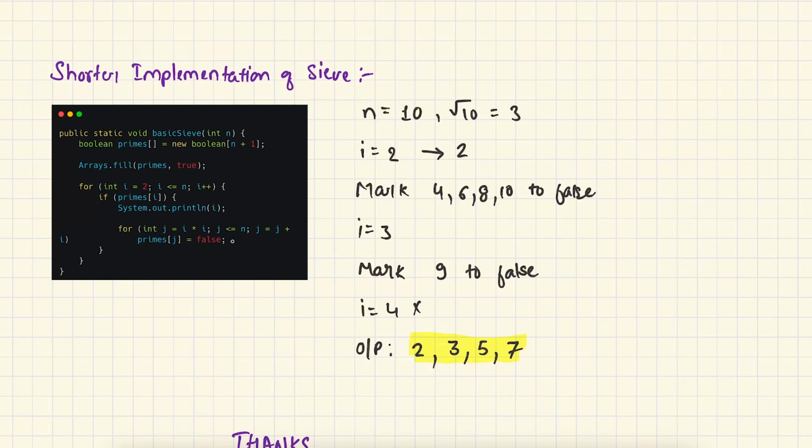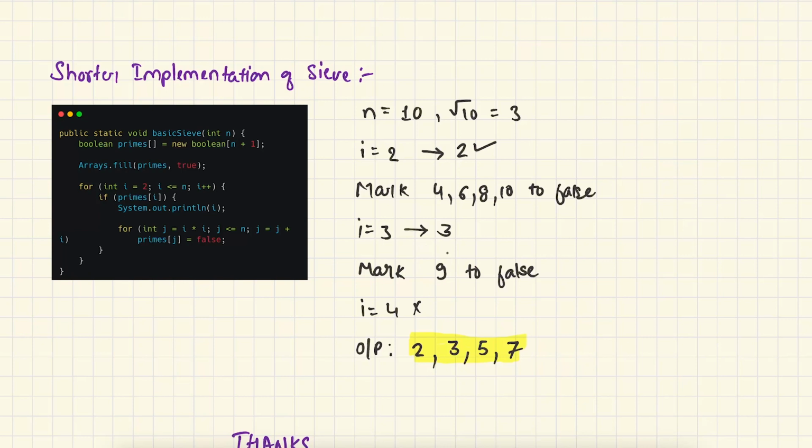So let's see the working of this code with an example. So let's say if n is 10, the square root of 10 is 3, right? So in the first iteration our i is 2, correct? So first of all it gets printed on the screen. Then we mark all the multiples of 2 as false, and that is 4, 6, 8 and 10. Now in the next iteration our i becomes 3, and we are sure that 3 is a prime number. We have discussed the reason why that is. So we simply print 3 on the screen, right? And we mark all the multiples of 3 as false.